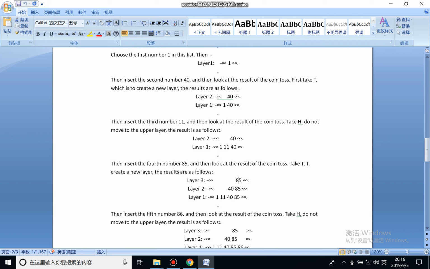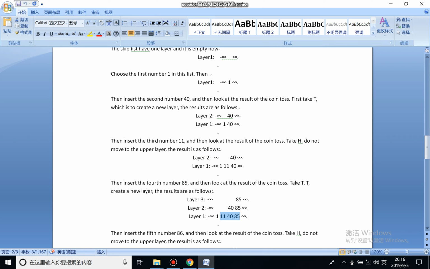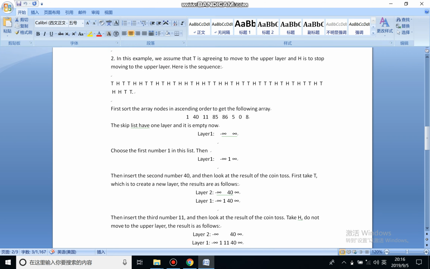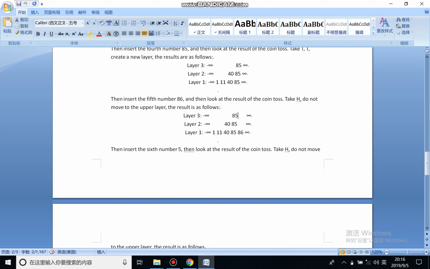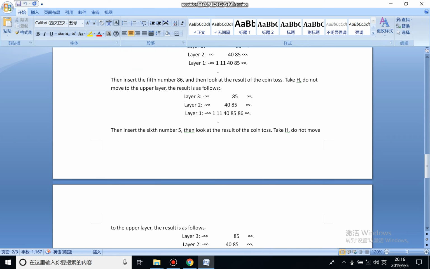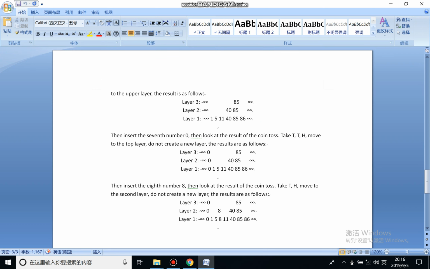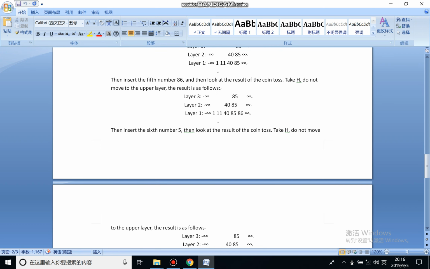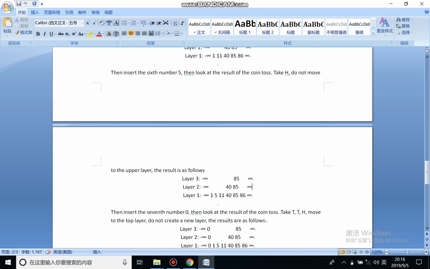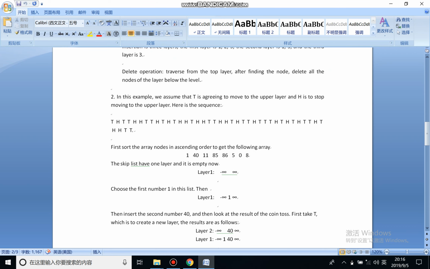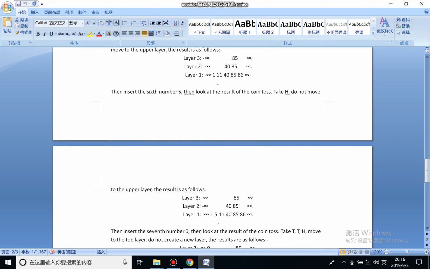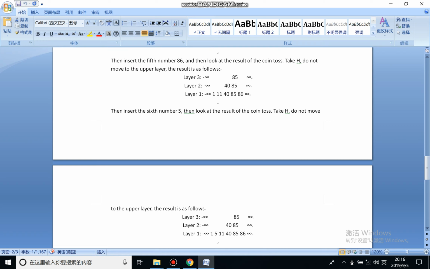So the fourth number is 85. We insert it first and look at the coin flips. The flips are TT, so we move it to the higher layer because we only have two layers, and create a new one for it. So now we got this state and insert 86. For the 86 we got a coin flip H. H stands for not moving to the higher layer, so we get a state here.